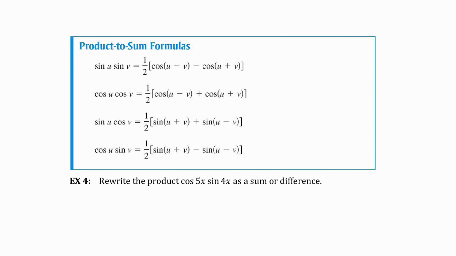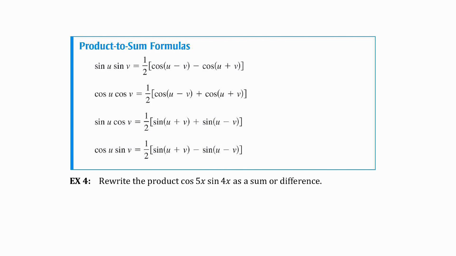Cosine of u times cosine of v, so again, making sure we're identifying what the angles u and v are, is 1/2 times the cosine of u minus v plus the cosine of u plus v. Sine of u times the cosine of v, so now we're integrating sine and cosine, is 1/2 times the sine of u plus v plus the sine of u minus v. And then the cosine of u times the sine of v is 1/2 times the sine of u plus v minus the sine of u minus v.